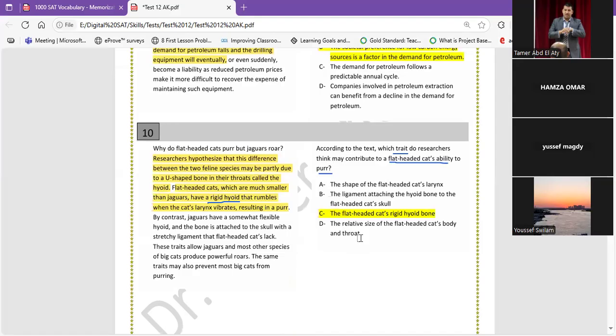Again, a detailed question. Why is the whole module detailed questions from domain 1? According to the text, which trait do researchers think may contribute to a flat-headed cat's ability to purr?